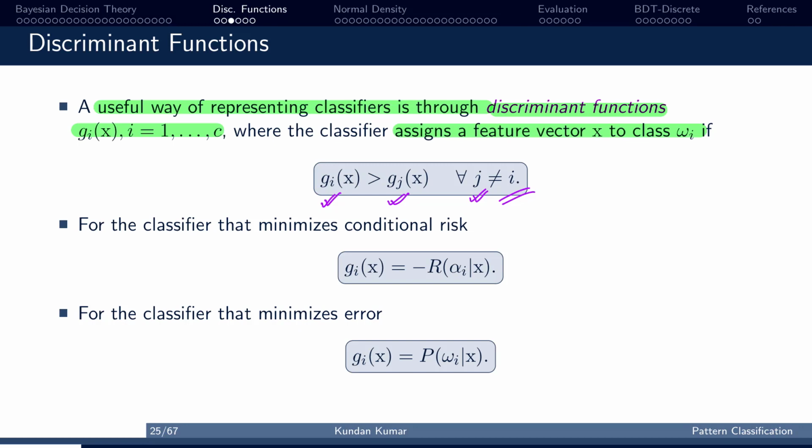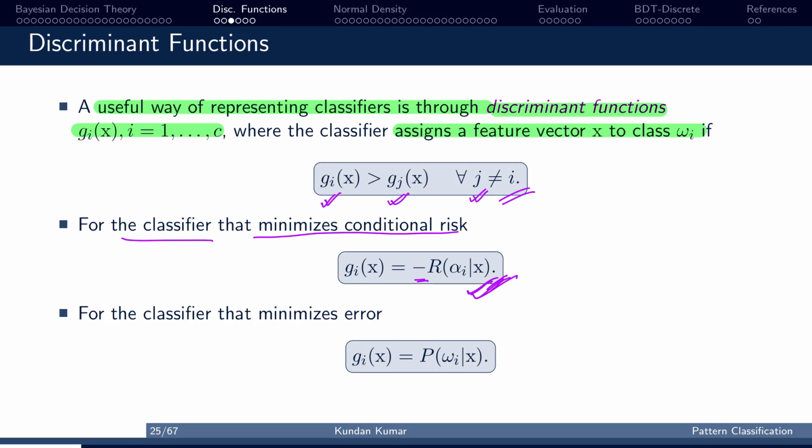If we consider a classifier where we need to minimize the conditional risk, then our discriminant function can be defined as the negative of the risk. Because the risk is what we need to minimize, and if we define a discriminant function that is to be maximized, then definitely we have to take the negative sign. So for the classifier that minimizes the conditional risk, we define our discriminant function using this expression.